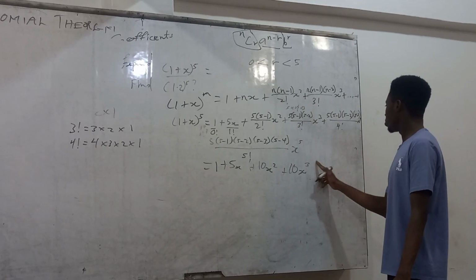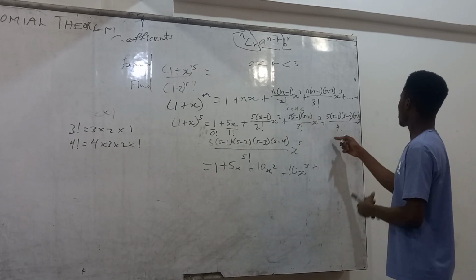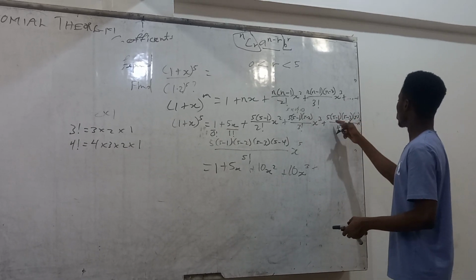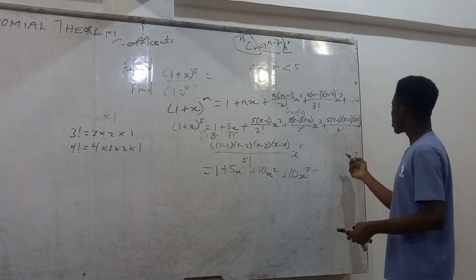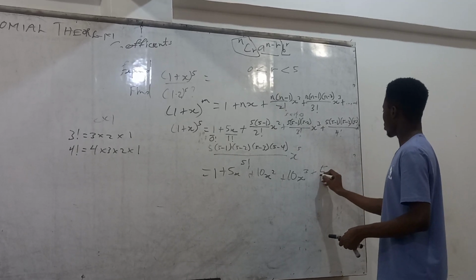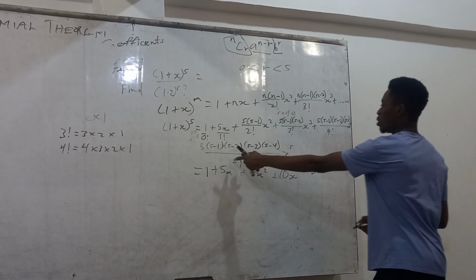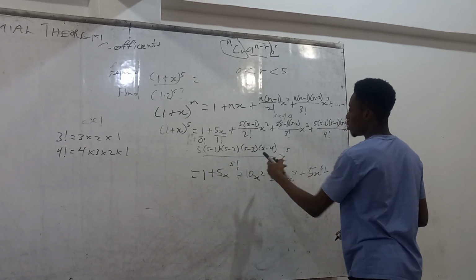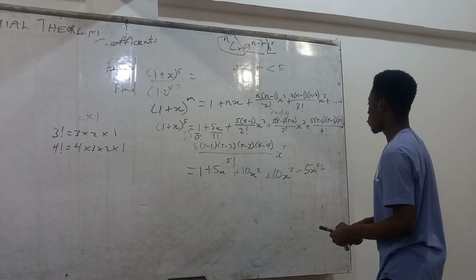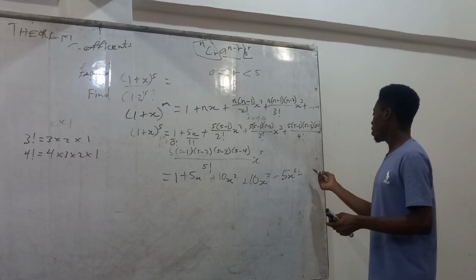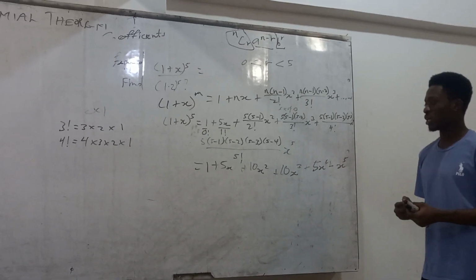So 10x cubed plus, here will be 6 times 4, 24. So 60 times 2, 120. 120 divided by 24 is 5. Yeah, it should be 5, so 5x to the power 4 plus, here will be 120 divided by 5 factorial, which is 120. So 120 divided by 120 is 1. So 1 times x to the power of 5.